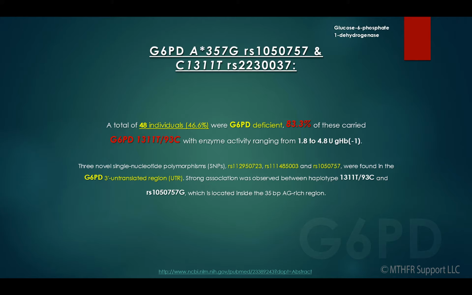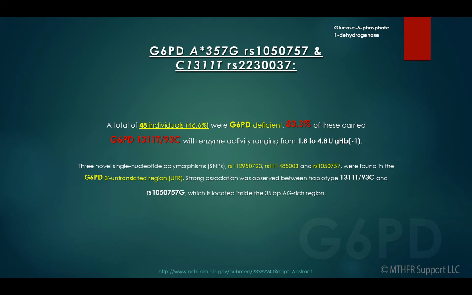83.3% of these carried G6PD 1311T93C, with enzyme activity ranging from 1.8 to 4.8 U/g Hb. 3 novel single nucleotide polymorphisms, also known as SNPs, rs112950723, rs1114850003, and rs1050757 were found in the G6PD 3' untranslated region, UTR.